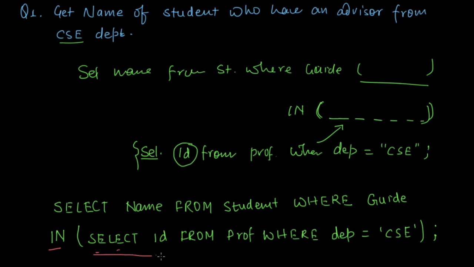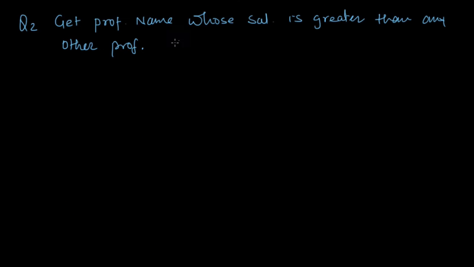First of all, this internal query will be executed, which will give us some IDs. Let's say I'm getting ID1, ID2, ID3 and so on, right? Now this is our set. For each record from this student table, it will compare whether the guide ID exists in this set, right? If the guide ID for a particular record exists in this set, that record will be taken in the output. So that's how this query will execute, and this is our first query where we are using the IN operator.